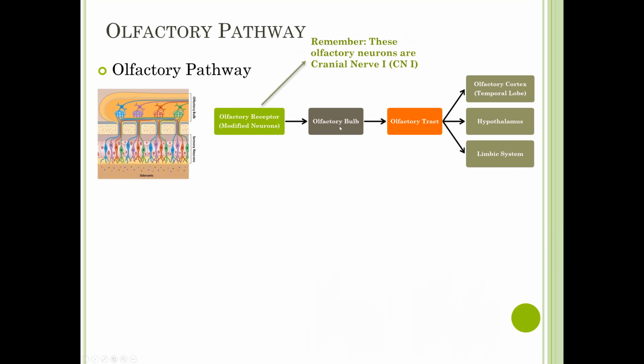From the olfactory bulb, the information is passed along the olfactory tract, and then it's split up and goes to several different locations. It goes to the olfactory cortex in the temporal lobe, which allows you conscious perception of the smells. Signals are also sent to the hypothalamus and the limbic system.